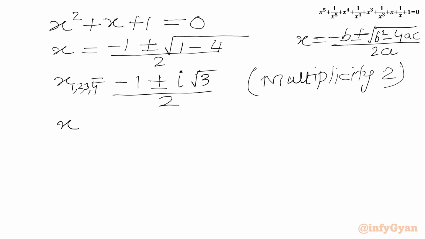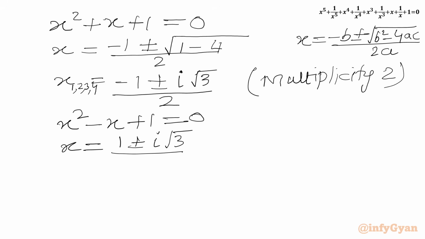Now we will consider x square minus x plus 1 equal to 0. So I will use the quadratic formula once again. 1 plus minus square root of 1 minus 4, which is i root 3, over 2 times 1, so 2. So I will write here two solutions, one with plus sign, another with minus sign. So I can write x5, 6. So 4 roots plus 2 roots, 6 roots.